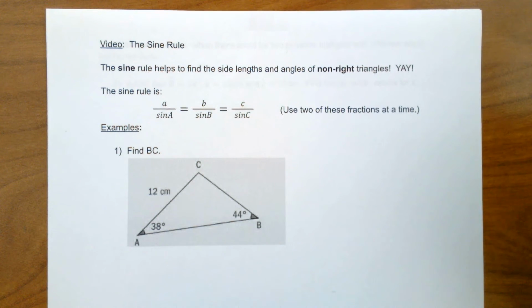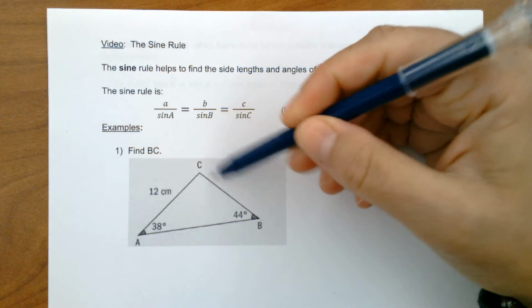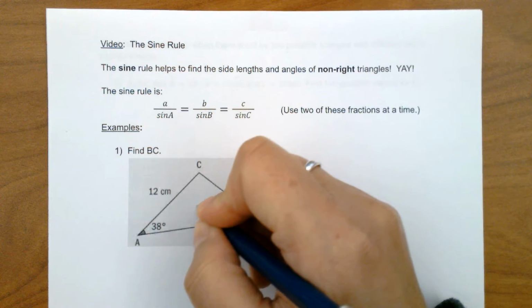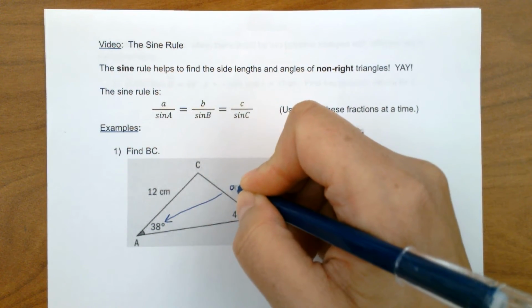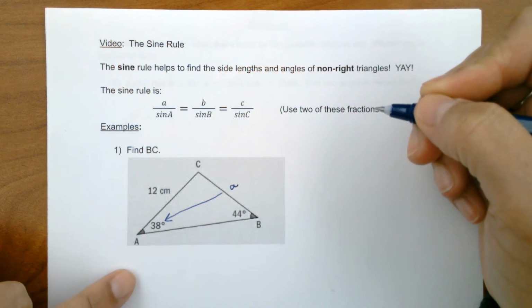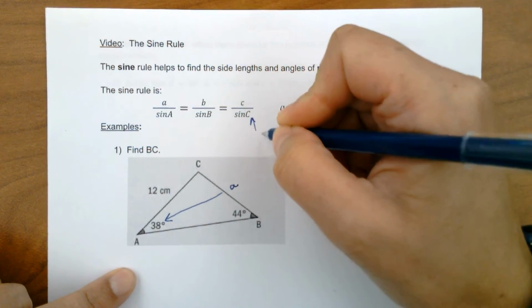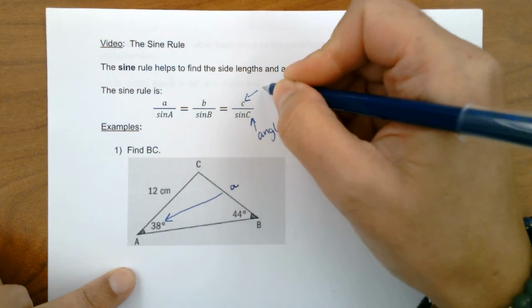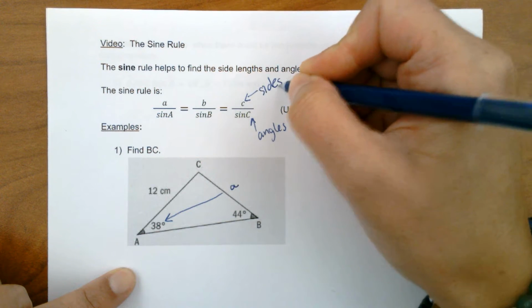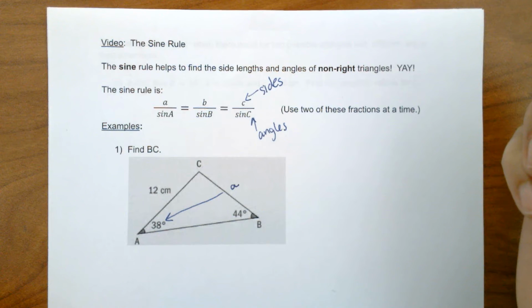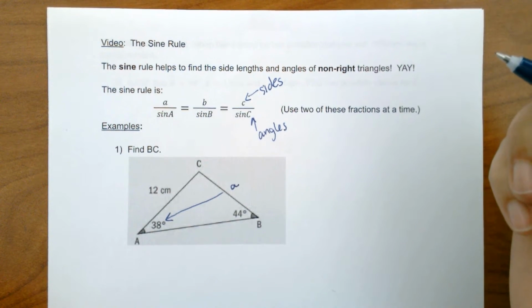Here's our examples. Number one, find side BC. So what they want us to find is BC right here, this side. Let's look. This side is across from angle A, so this is little a. The capital letters represent angles. Please remember that. The lowercase letters are sides. So keep your angles and sides straight, please. Well, straight angles are 180, but that's another lesson for another day.